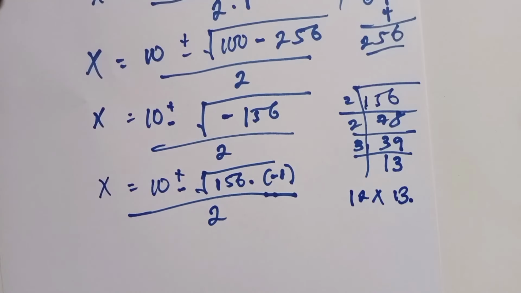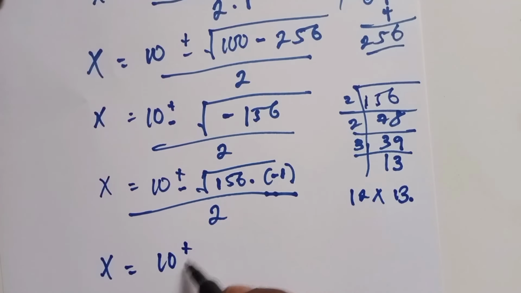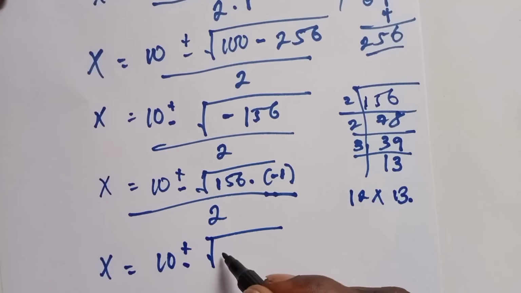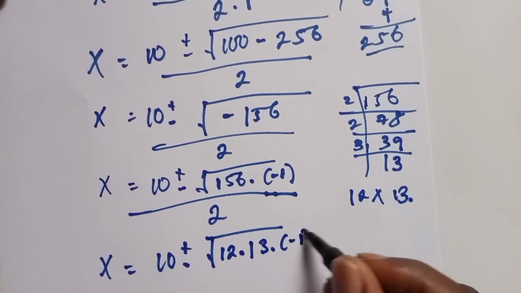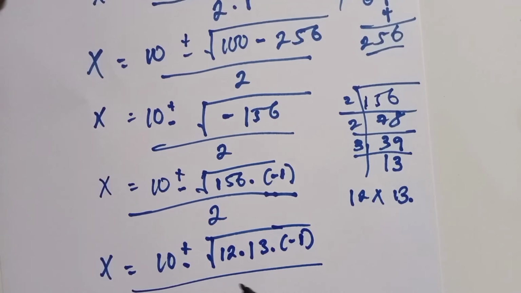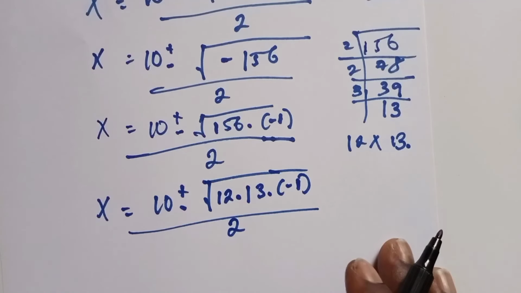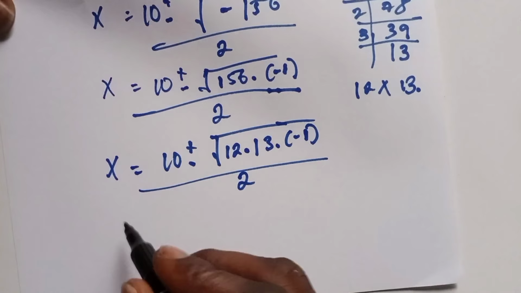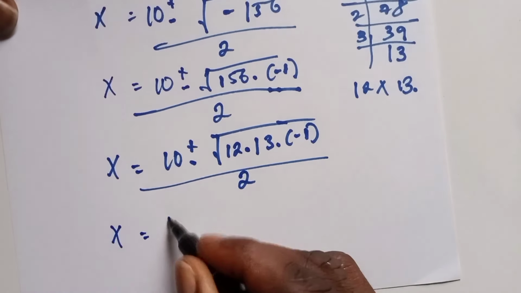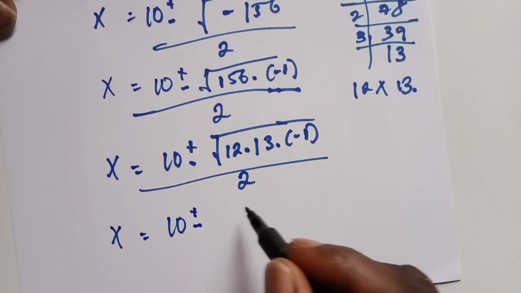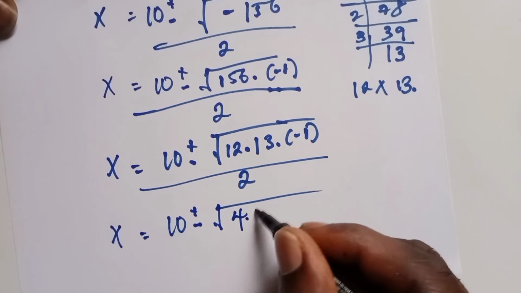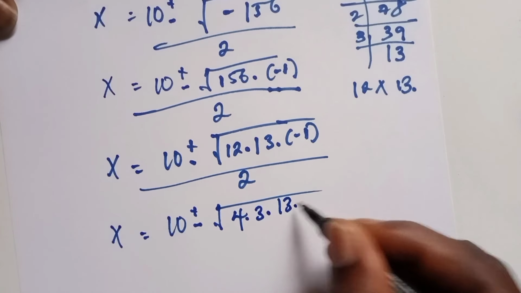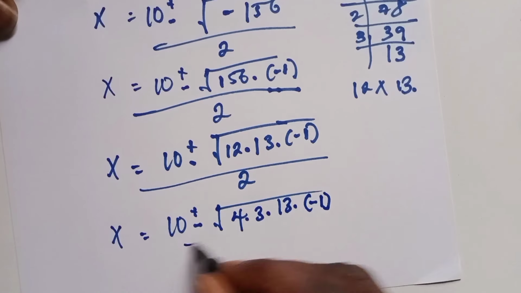Alright, so if we replace that into the equation, we'll have x equal to 10 plus or minus root 12 times 13 times minus 1, divided by 2. So here we have x equal to 10 plus or minus root. We can split 12 further: 4 times 3 times 13 times minus 1, over 2.